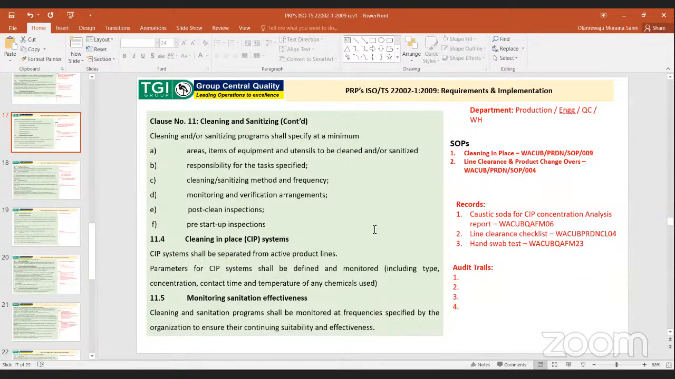Then we have caustic soda that is used for line clearance. When we run the caustic soda solution into the line, we need to be sure that the rinse water is properly checked to prevent unnecessary introduction of caustic soda residue into the process line. Then, just like what I've said, we have the hand swab tests.